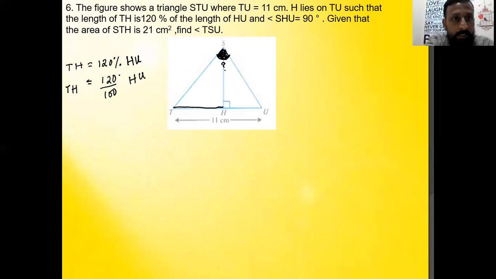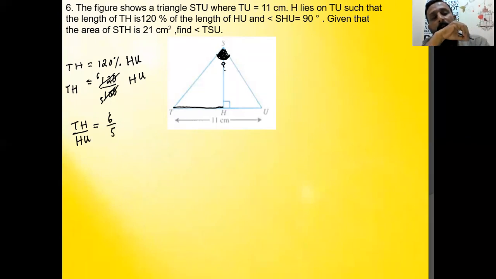Now we can simplify 0 with 0. Furthermore, 2 6 are 12, 2 5 are 10. Or I can write it as TH upon HU equals 6 upon 5. So boys and girls, we have got a ratio of TH and HU as 6 ratio 5, or 6 upon 5. It means that TH is 6 and HU is 5.